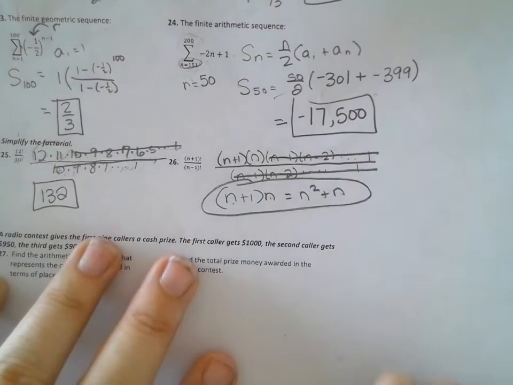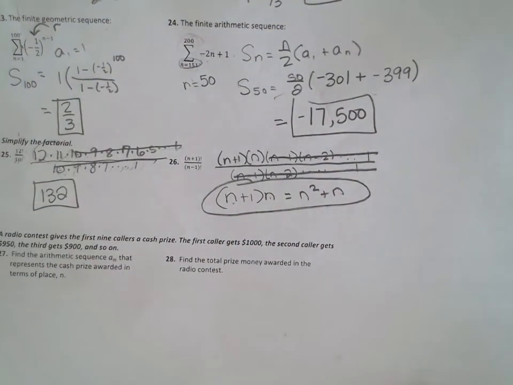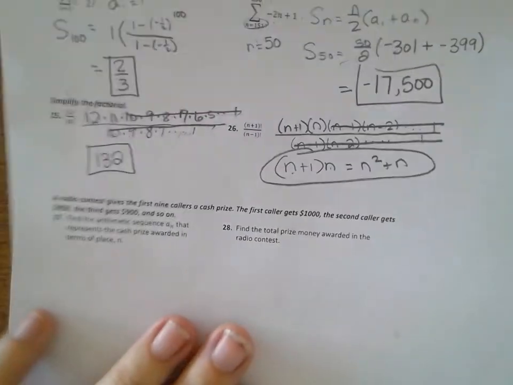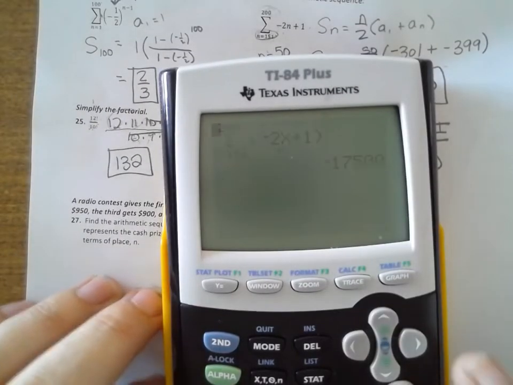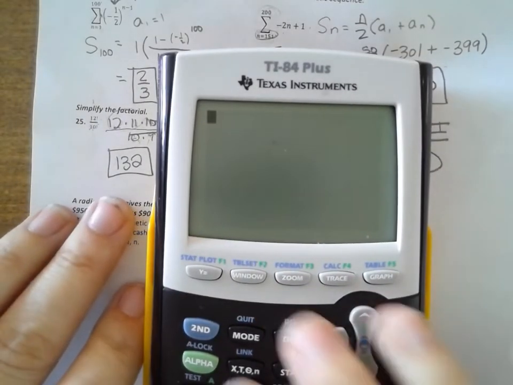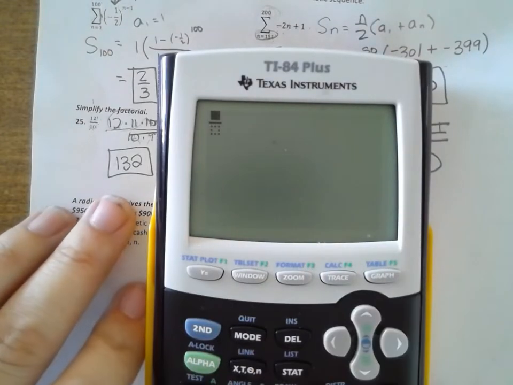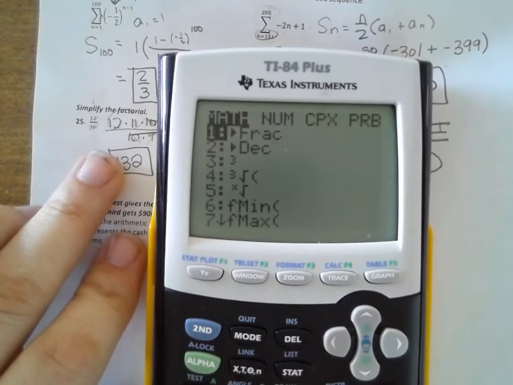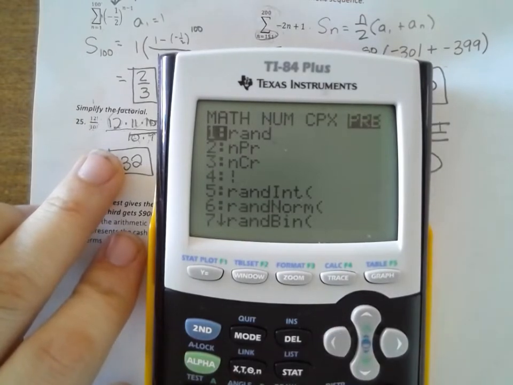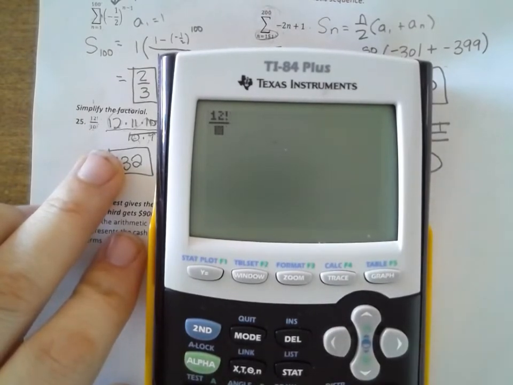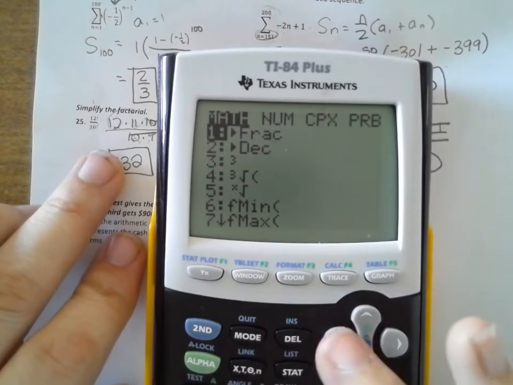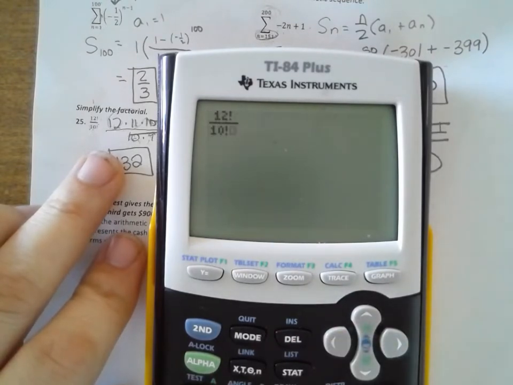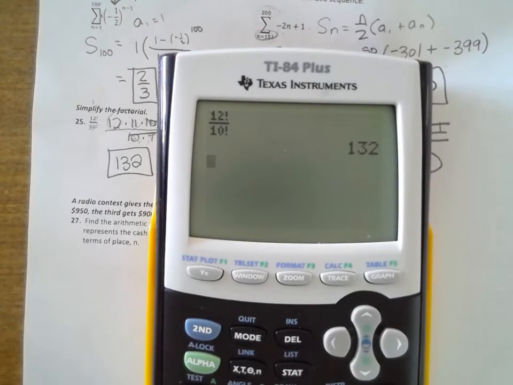Miss Cleveland, how could I double check myself to make sure that those are correct? Well, really quickly, putting something in the calculator, okay, alpha y equals 1 to get a fraction. 12, to get to factorial, you hit math, left arrow, 4. On the bottom 10, math, left arrow, 4. We got 132, so I know that this is correct.